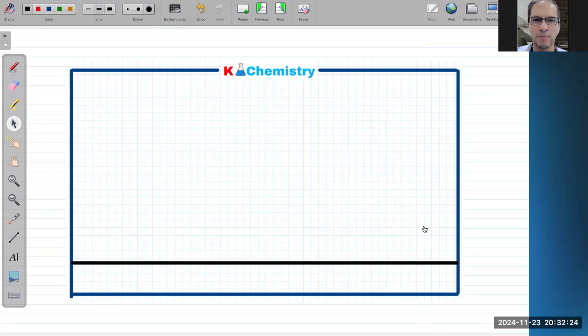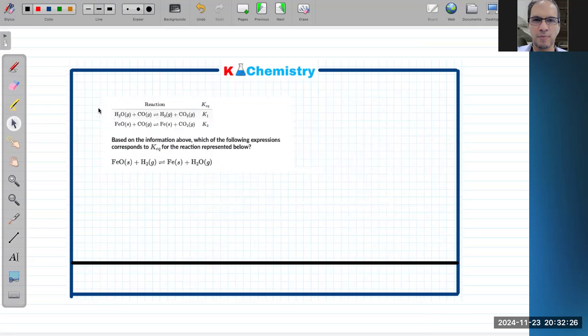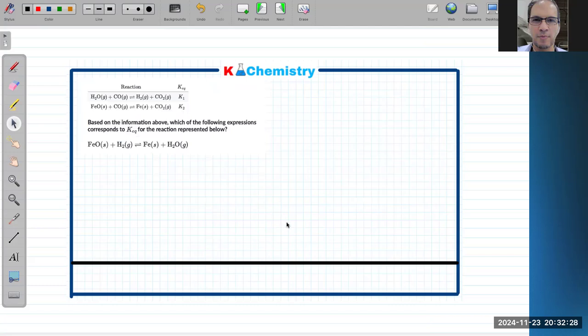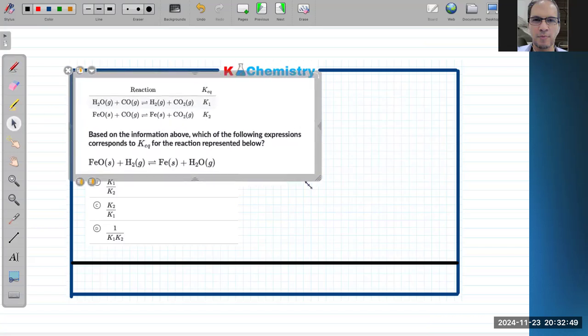Okay, let's see some questions first. Miriam, let's start. This is based on the information above. Which of the following expressions corresponds to K equilibrium for the reaction represented below? So I have two equations here. I hope the screen is clear. I can make it a little bit bigger, like that, so it's clear.